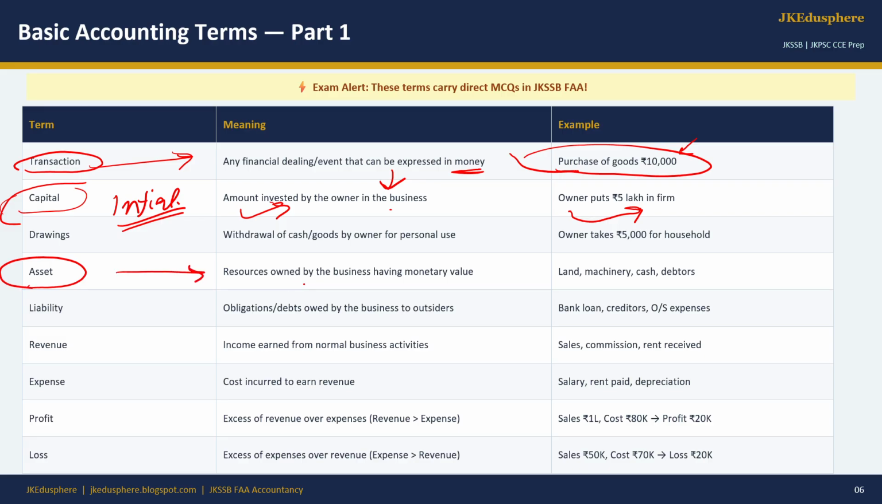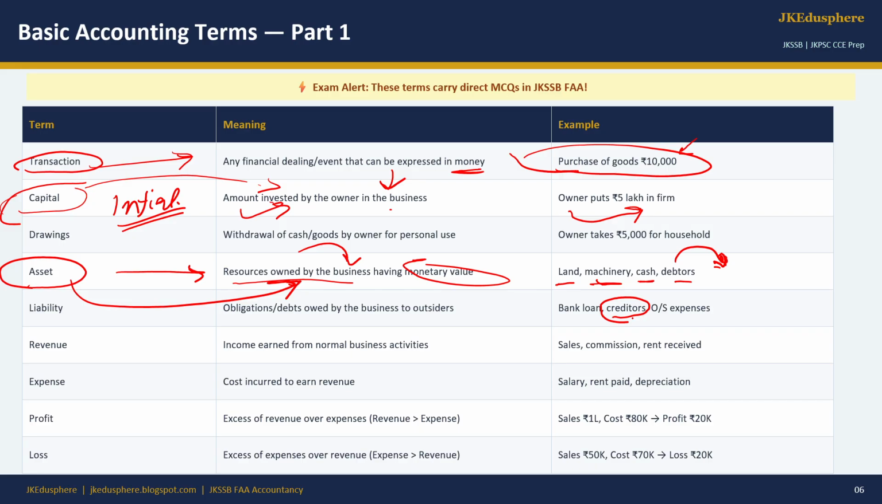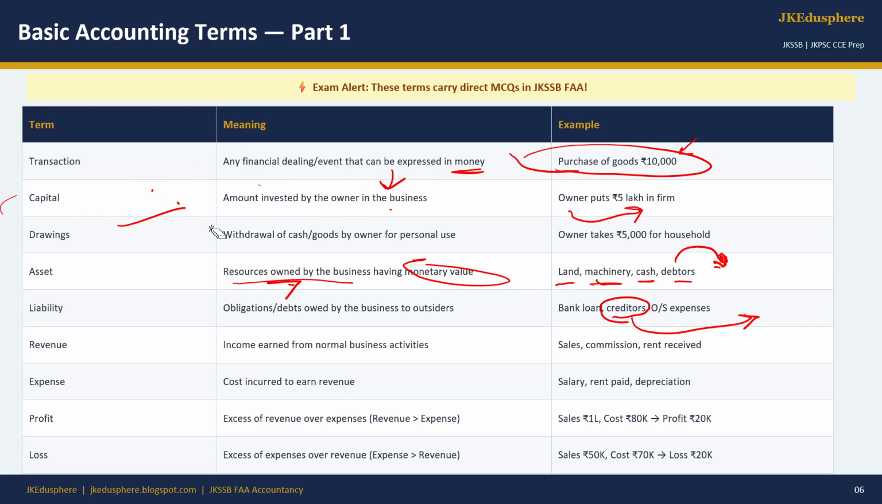And next part is asset. Asset is the resource owned by business having monetary value. All right. So capital is what we invest, and asset is what we have invested, and that is gonna give us monetary values in future. For example, land, machinery, cash, debtors. Debtors are those who owe us money, and there is another term called creditors. So creditors are those who we owe money to. So this is a part of liability. Liability is the people who we owe money to.